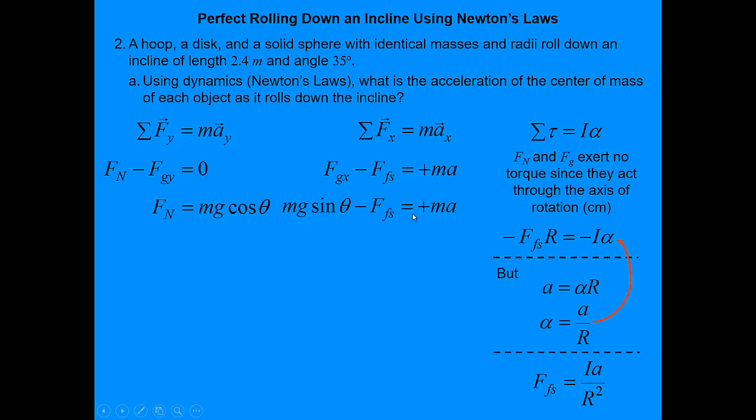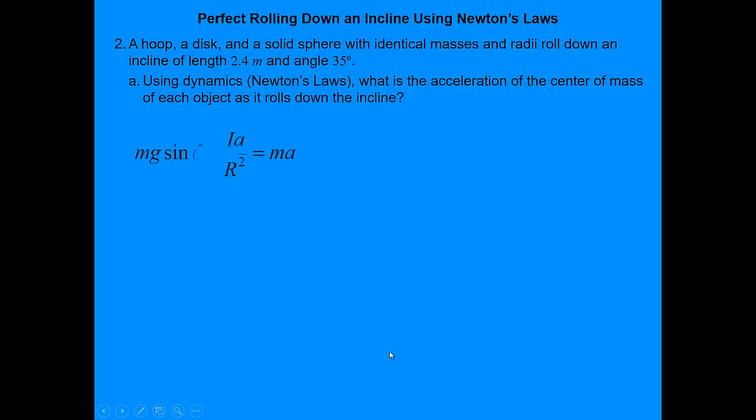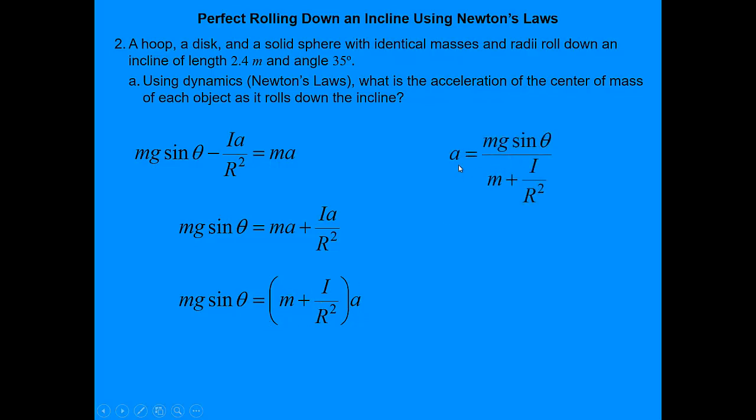Now we can solve this system of two equations for two unknowns. Substitute that in, and we will have eliminated the force of static friction. We will be left with things we know and the acceleration of the center of mass that we are trying to find. So we have mg sine theta minus rotational inertia times the acceleration of the center of mass over the radius squared equals mass times acceleration. First thing I'm going to do is move this to the other side so I can gather up the accelerations that we're trying to solve for. So just add this over there. I'm going to factor out an A, and then divide by this term. And so here we've solved for the acceleration.